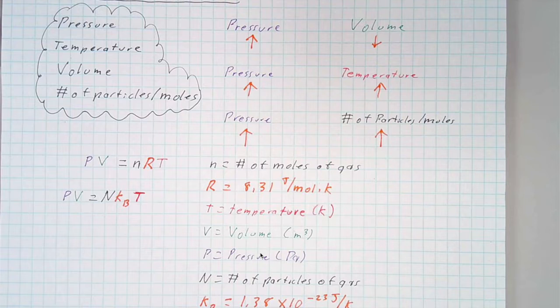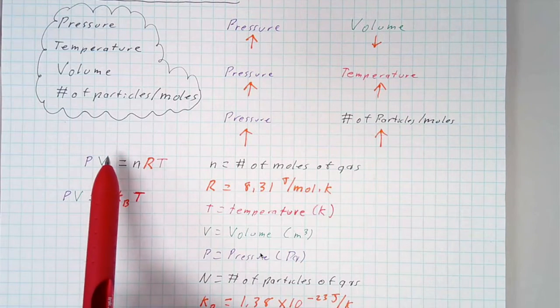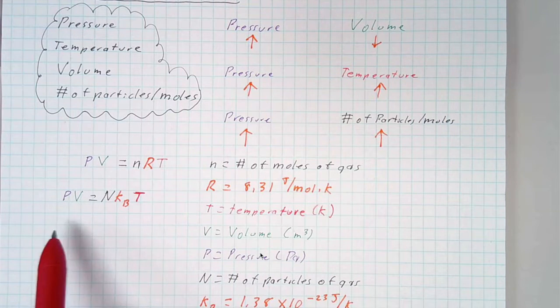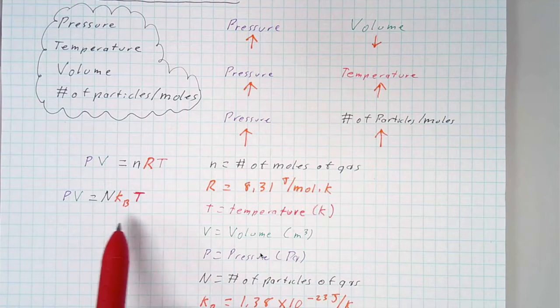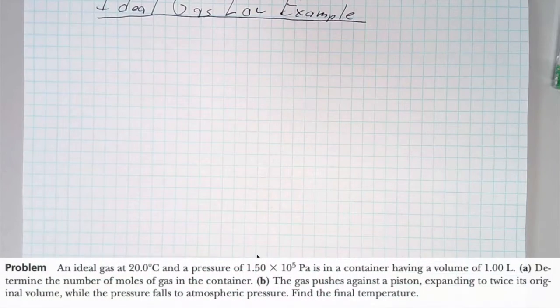Those are the two forms of the ideal gas law. You have PV equals nRT. This is the one you're going to see the most often, and this is the one that uses moles. And then you have PV equals big N K T, and that's using the number of particles of gas. All right, so let's look at an example problem using the ideal gas law. We're going to use this problem here, so go and read it.